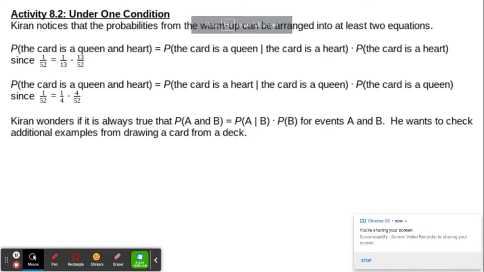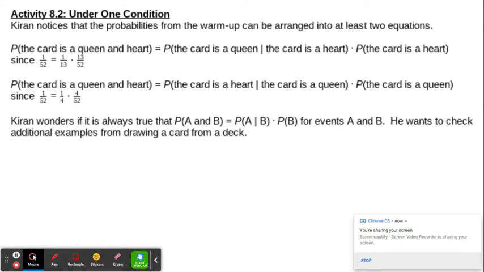Activity 8.2 under one condition. Kieran notices the probabilities from the warm-up can be arranged into at least two equations. So Kieran is looking at activity 8.1. If you're looking at all of these different probabilities he has, he's looking up at the previous example, and he notices certain things about his probabilities.